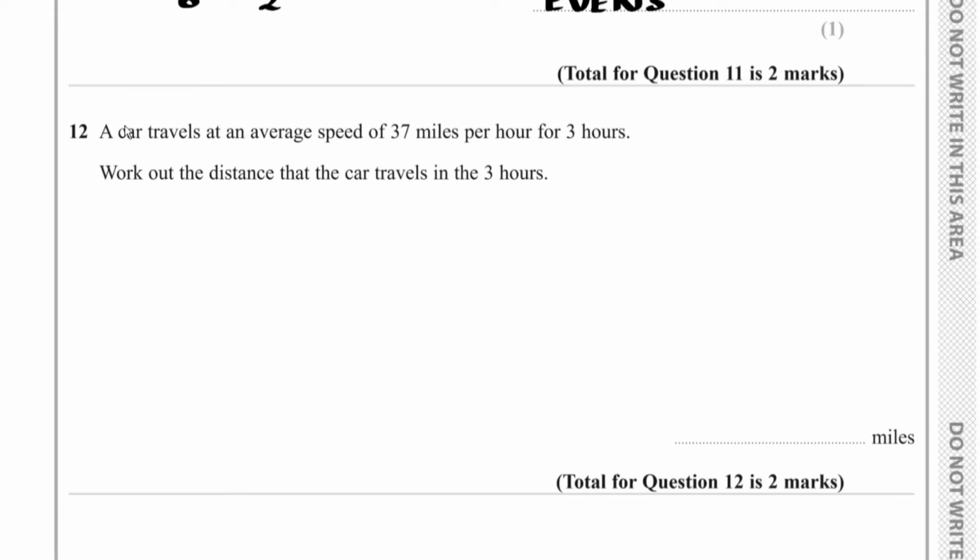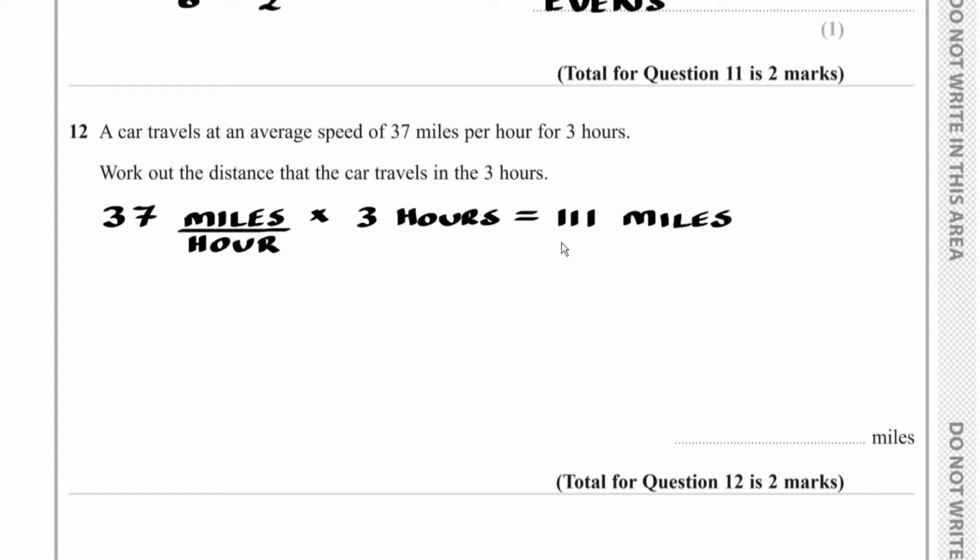Question number 12. A car travels at an average speed of 37 miles per hour for 3 hours. Work out the distance that the car travels in the 3 hours. So we have the average speed, 37 miles per hour, multiplied by the time, 3 hours. It's as though the hours units simplify to 1. So we have 37 multiplied by 3, which is 111. So we have 111 miles.